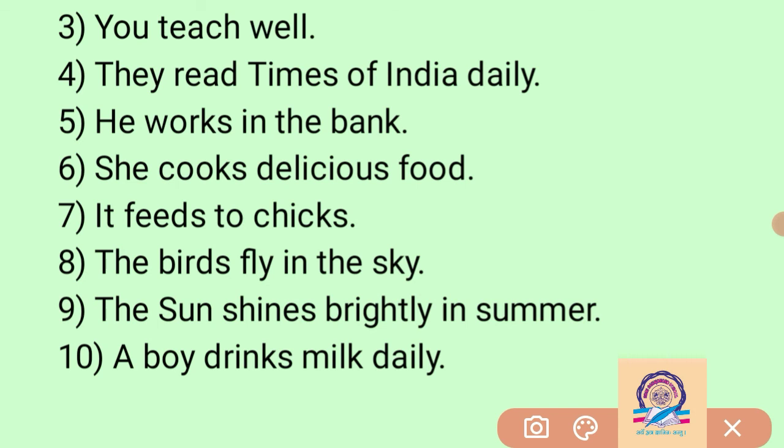Then the tenth example, I am talking about a boy. It means one singular boy is there. So we have to apply s after drink. Drink is the main form of the verb, and we apply s as a suffix. A boy drinks milk daily. The word daily also suggests the sentence is in simple present tense.